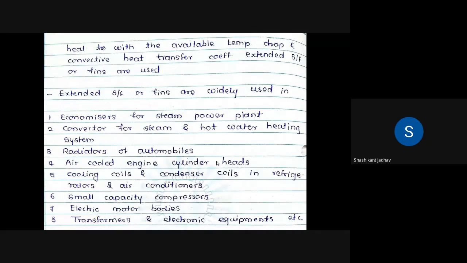Transformers and electronic equipments, etc. So these are the applications: economizer of steam power plant, radiators of automobiles, air cooled engine cylinder heads, then cooling and condenser coils in refrigerators and air conditioners, then electric motor bodies, transformers and electronic equipments, etc., where we have to use the extended surfaces so that maximum heat dissipation into the surroundings takes place.